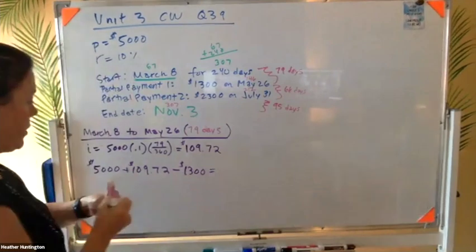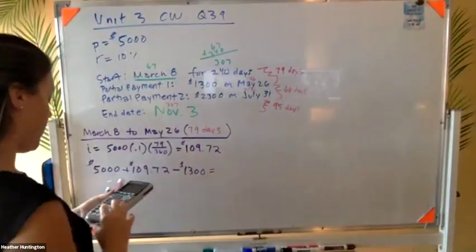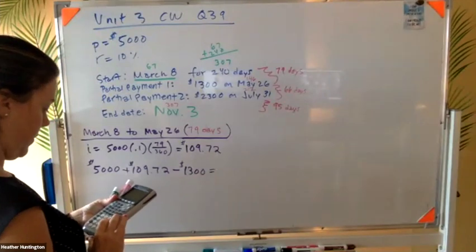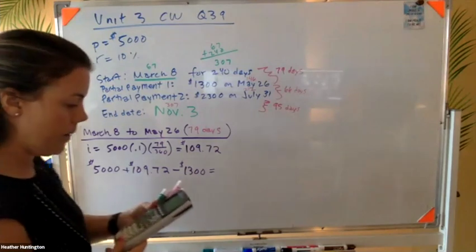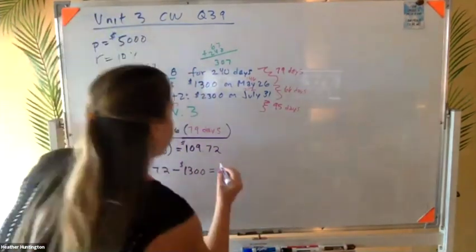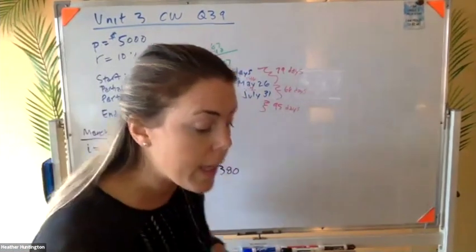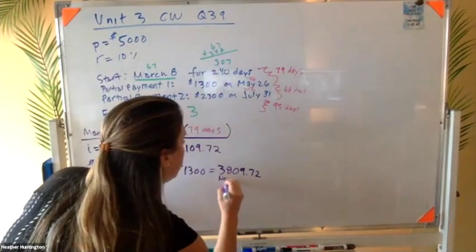This is our new principal. So we're only going to be paying interest now on this new principal. Okay, looks like our new principal is $3,809.72. So this is our new principal.